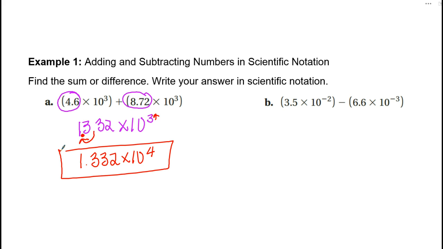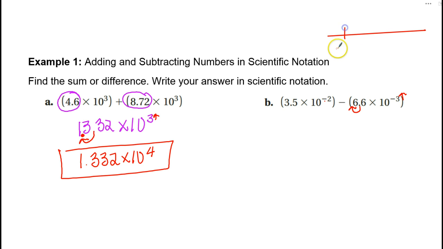Subtracting factors. Right away I notice that this is 10 to the negative 2nd and 10 to the negative 3rd, so I need to rewrite one of these numbers. I'm going to choose to rewrite 6.6 times 10 to the negative 3rd because I want this exponent to be negative 2. So rewriting 6.6 times 10 to the negative 3rd, if I swoop 1 to the left, this exponent goes up by 1.